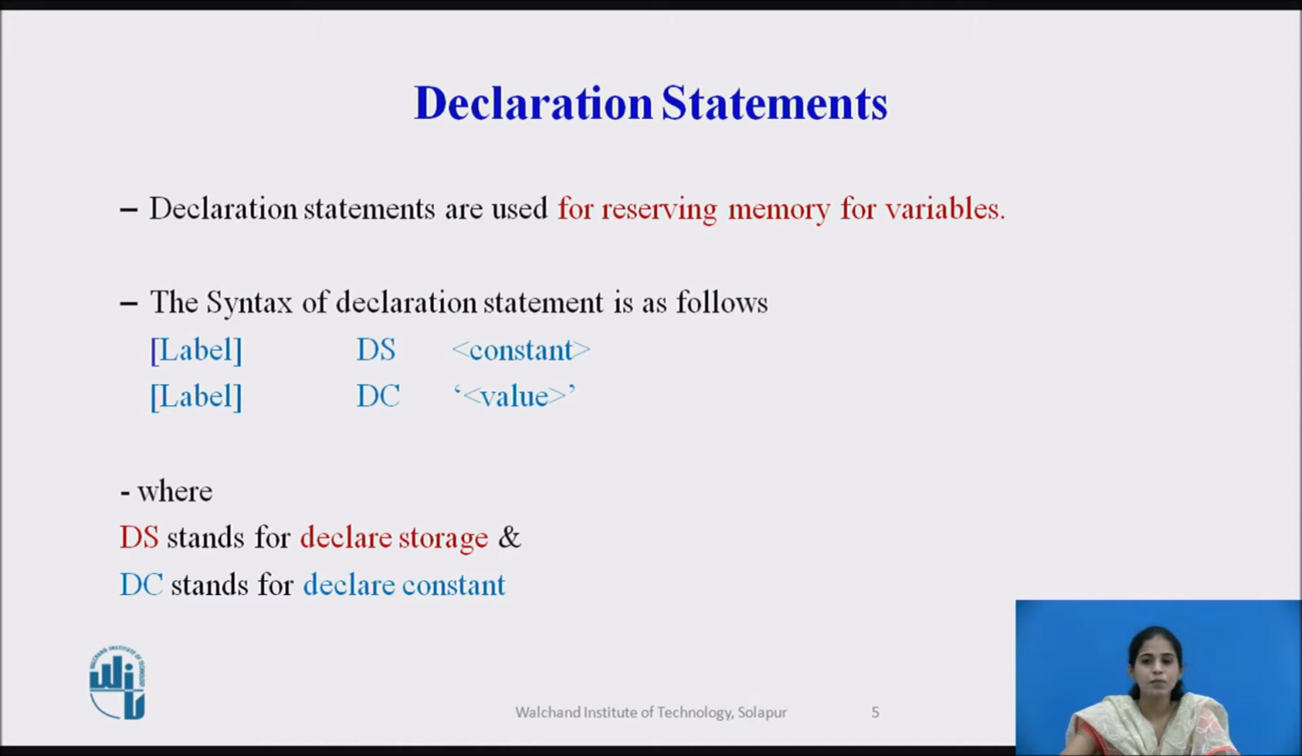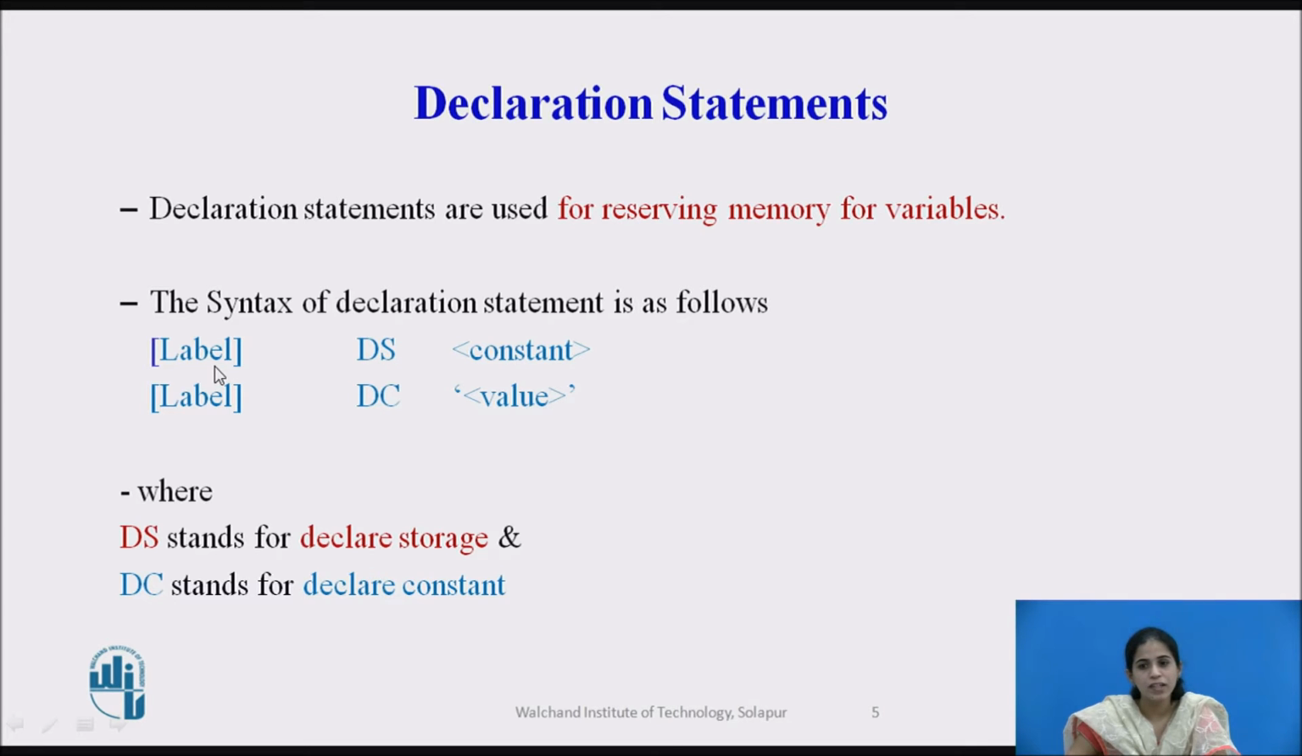Now the second type of statement is the declaration statement. Basically, declaration statements are used for reserving the memory for the variables. So there are two declaration statements, DS and DC. Now next we will see the syntax of declaration statement.